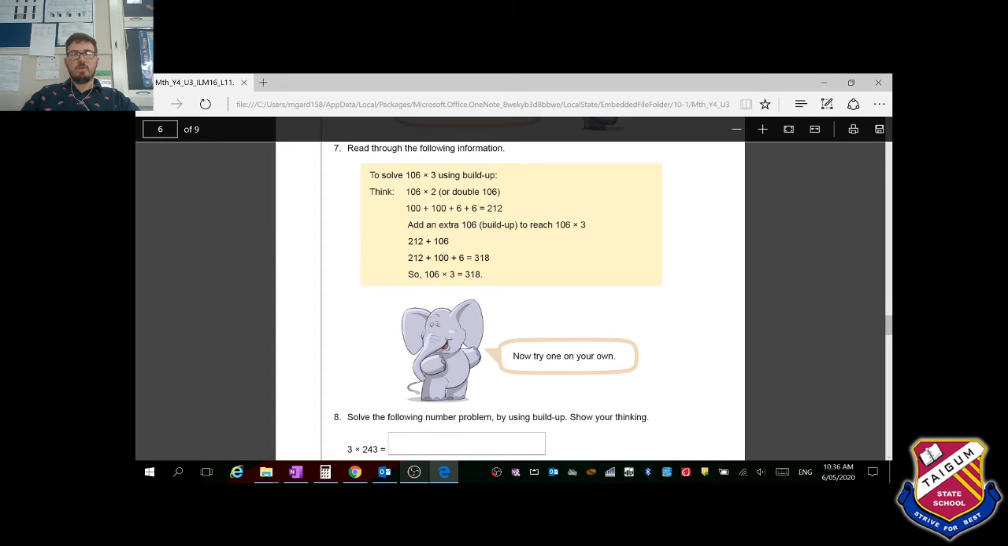So 212 plus 106, 212 plus 100 plus 6. So that's where my partitioning comes in handy, gives me 318. So 106 times 3 is 318. Look at the pattern there. 3 times 1 is 3. 6 times 3 is 18.